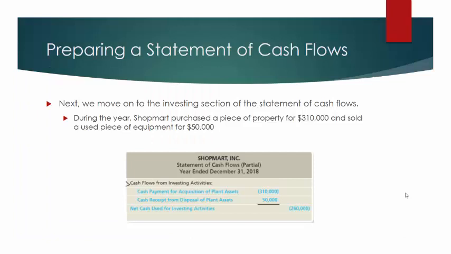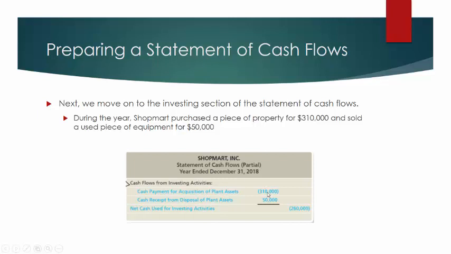Moving into the investing section of a statement of cash flows, we're going to say that during the year, ShopMart purchased a piece of property for $310,000 cash, and they sold that used piece of equipment for $50,000 cash. Well, if we purchased something in cash, what happened to our cash flow? It went down. So we have a cash payment for the acquisition of this plant asset, this property, of $310,000.